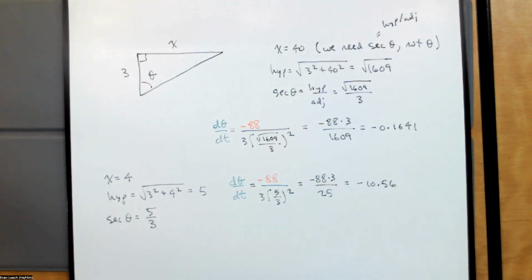So we can see that the camera has to spin much faster. When the car is 40 feet away, the angle is only decreasing by 0.16 radians per second. But now that the car is this much closer, the camera is spinning much faster.